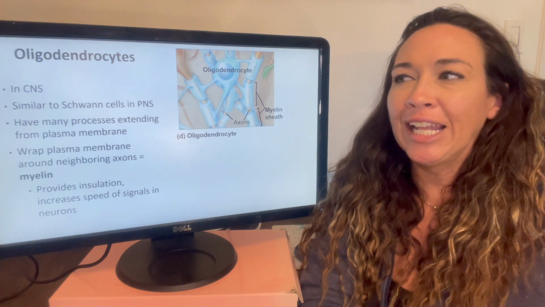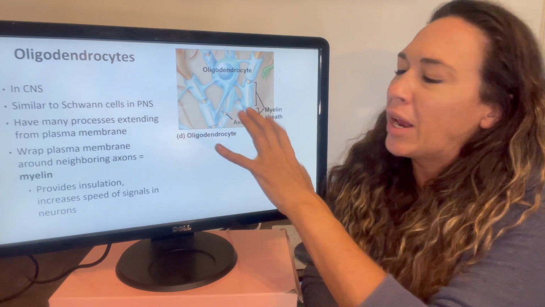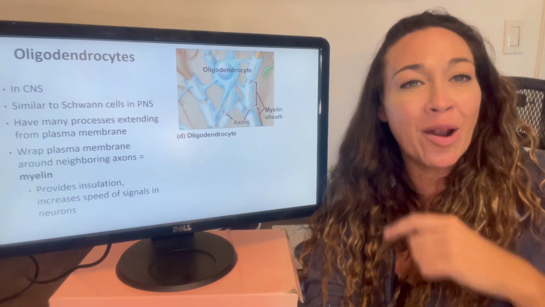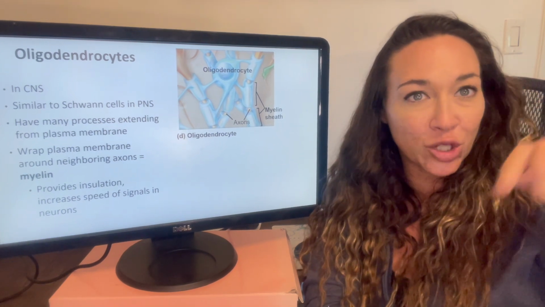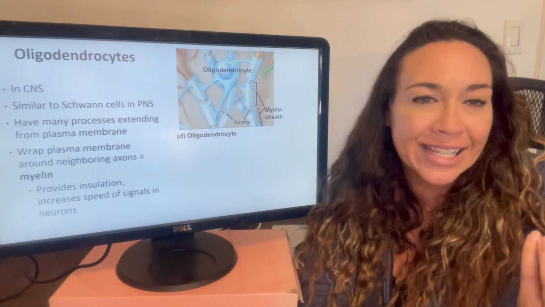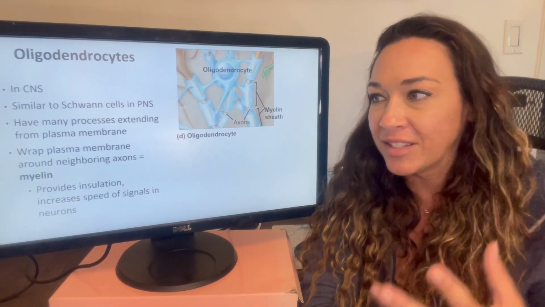Finally, we have the oligodendrocytes. These guys kind of are made of the same myelin sheaths as those Schwann cells that we just talked about, right? It's the same myelin sheaths. It's just wrapped. And just like the Schwann cells, they're used to insulate. They're used to speed up these signals. So we're basically helping to facilitate them.